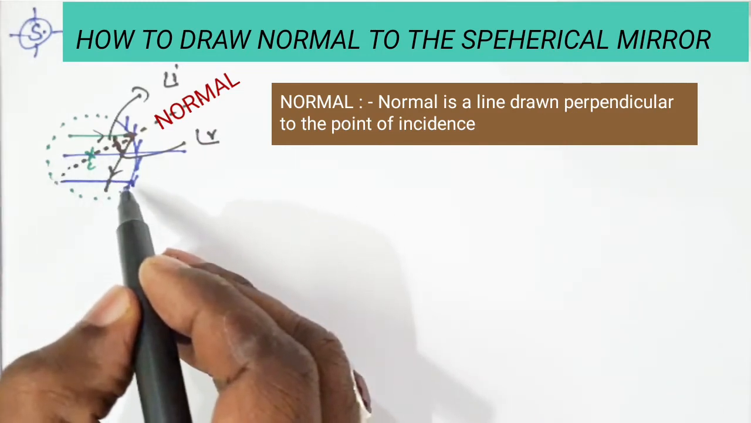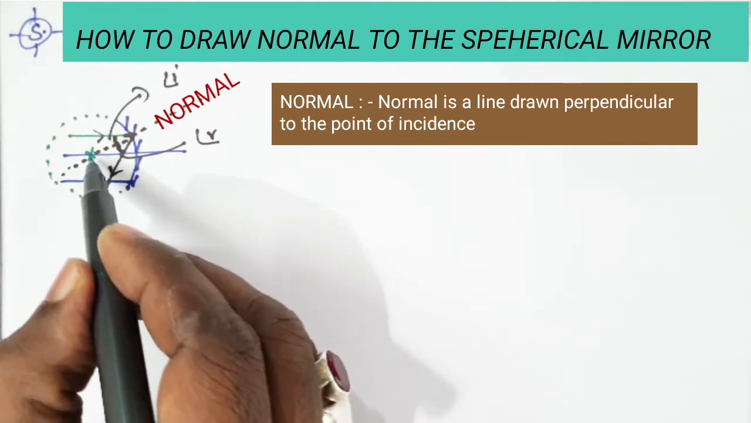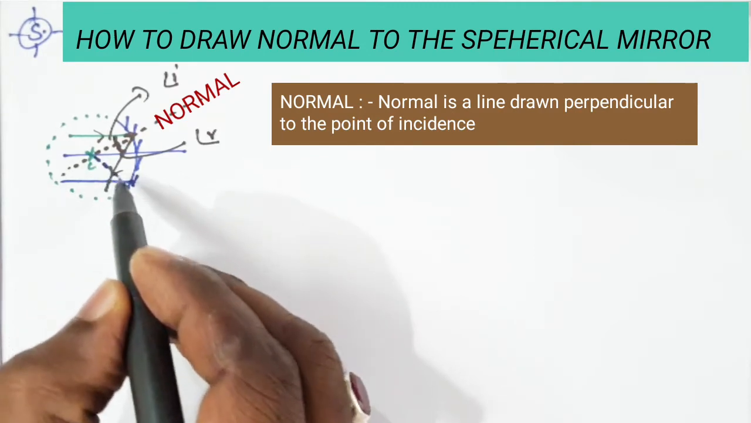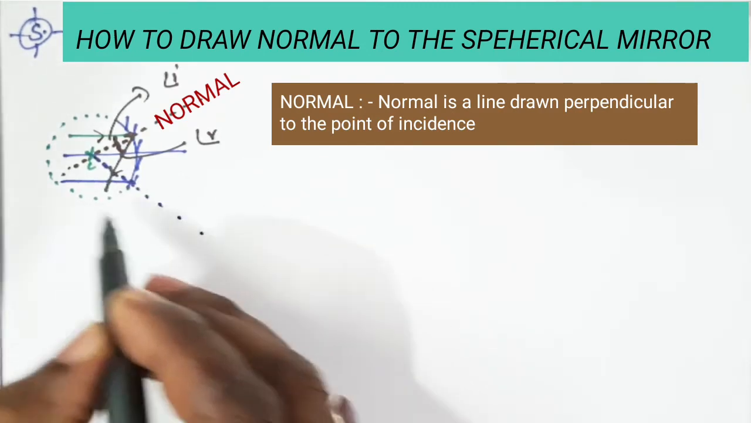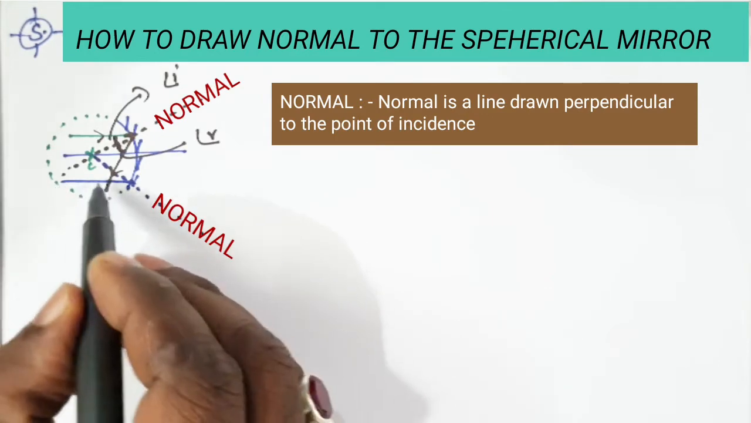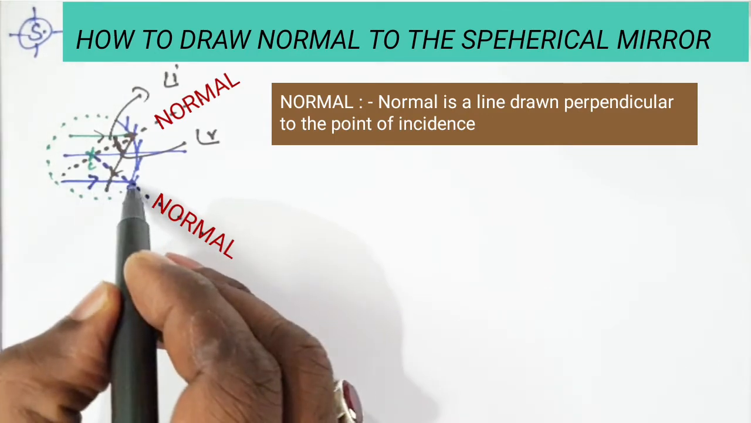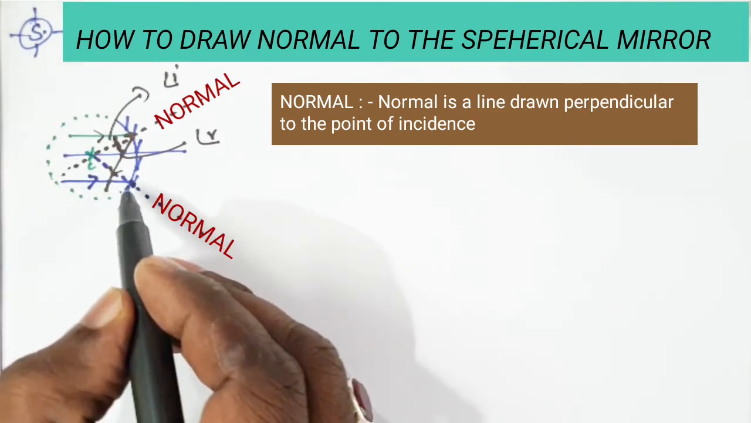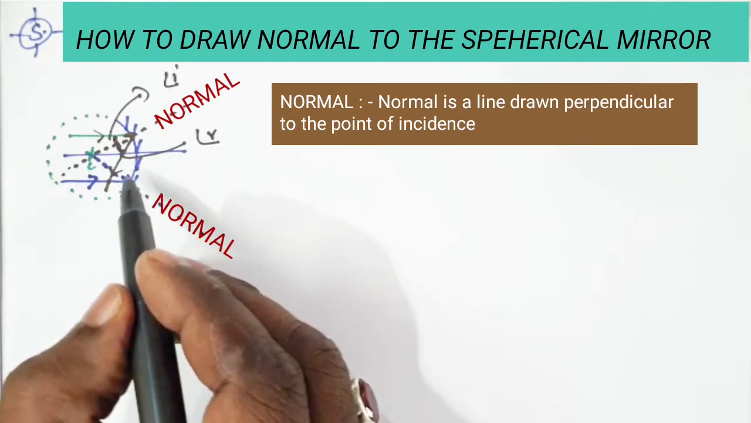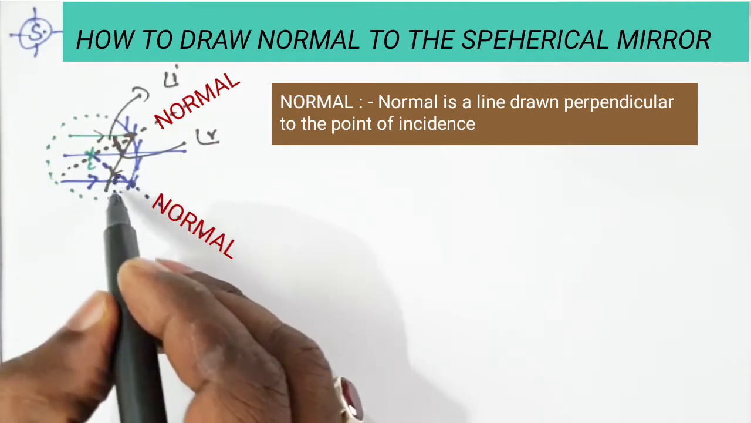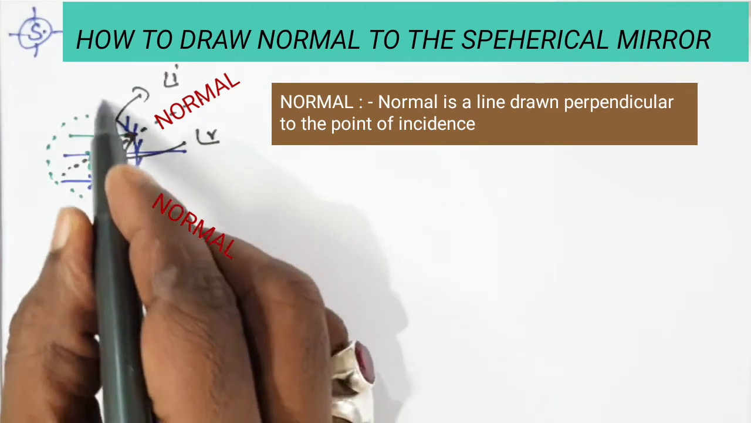What will happen? We need to draw the normal for this. The normal we need to draw from the center of curvature. Let me draw the normal to the point of incidence on the mirror. Is it clear to you? This is the incident ray, and it is incident at this point. For that, I need to draw the reflected ray. How will the reflected ray be? This is the angle of incidence. The reflected ray will travel in this direction.